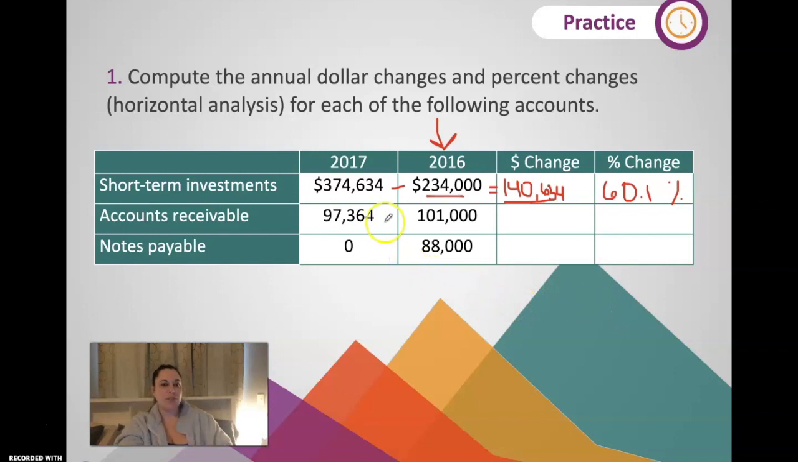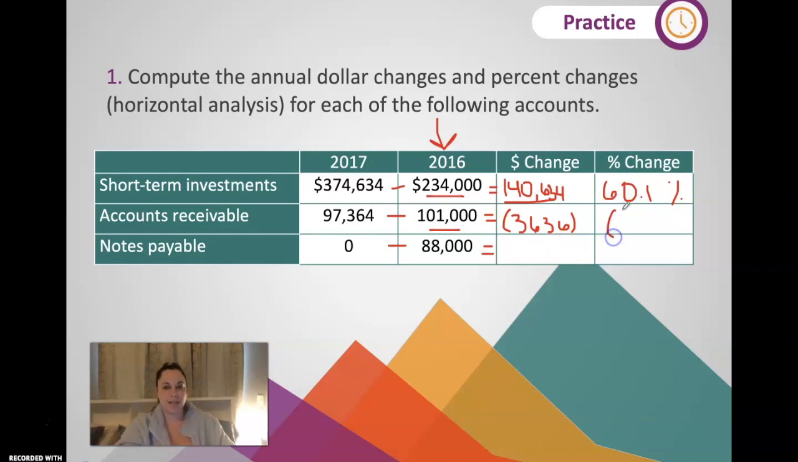And we're just going to do this for each line. Same thing with accounts receivable and notes payable. So for accounts receivable, 97,364 minus 101,000. I got negative, so you can do a negative sign, or I just use parentheses, 3,636. Take that number and divide it by the 2016 amount. So divide it by 101,000 times 100 to put it into a percent.